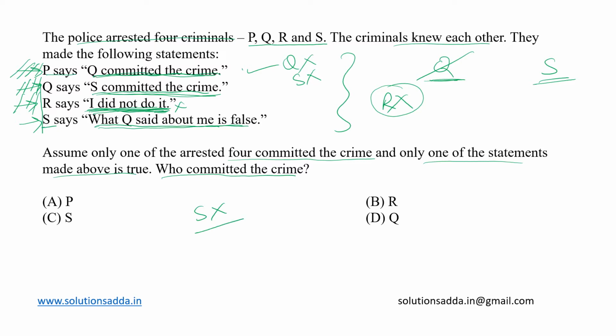R says I did not do it. Its negation will be I did it. So this claim is trying to say that R has committed the crime, and what we assumed is that S has not committed the crime. So yes, these two can go along and we can come to the conclusion that R has to be the actual criminal in this case. So what S is saying is true, and based upon that we conclude that R is the actual criminal. So the correct answer is option B.